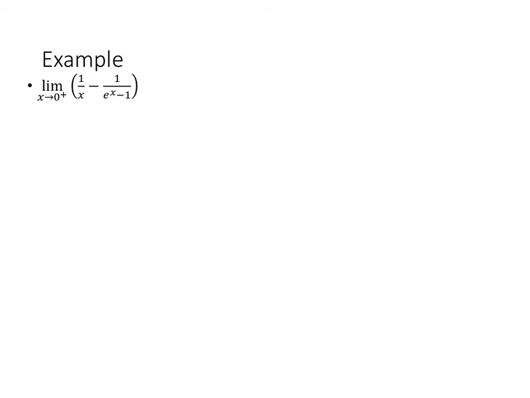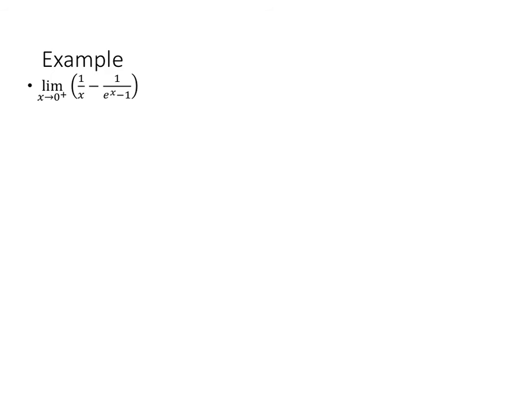For the next example, we have the limit as x approaches 0 from the right of 1 over x minus 1 over e to the x minus 1. And if we look at this, we see that 1 over x will tend to infinity, as will 1 over e to the x minus 1. And therefore, we wind up with this nonsensical infinity minus infinity indeterminate form. And so we need to back up and try something different.